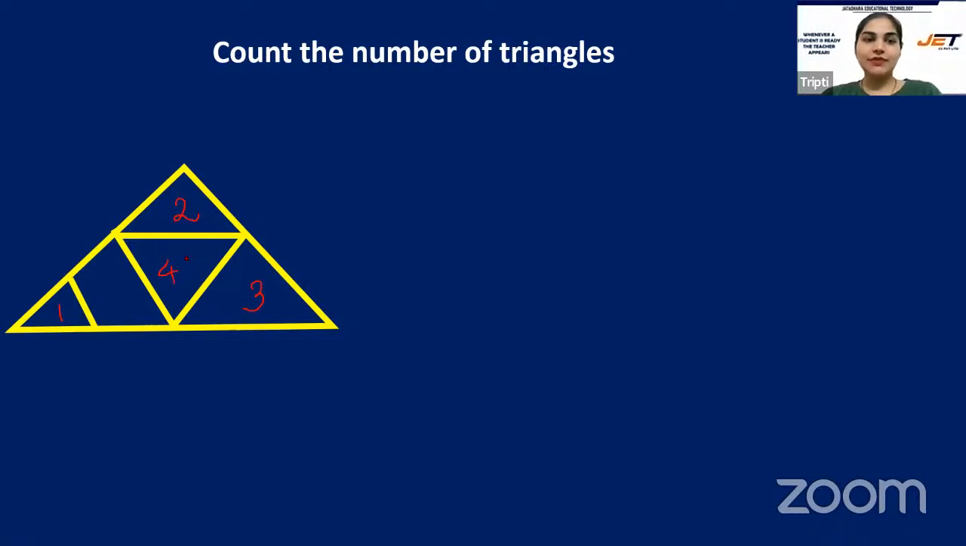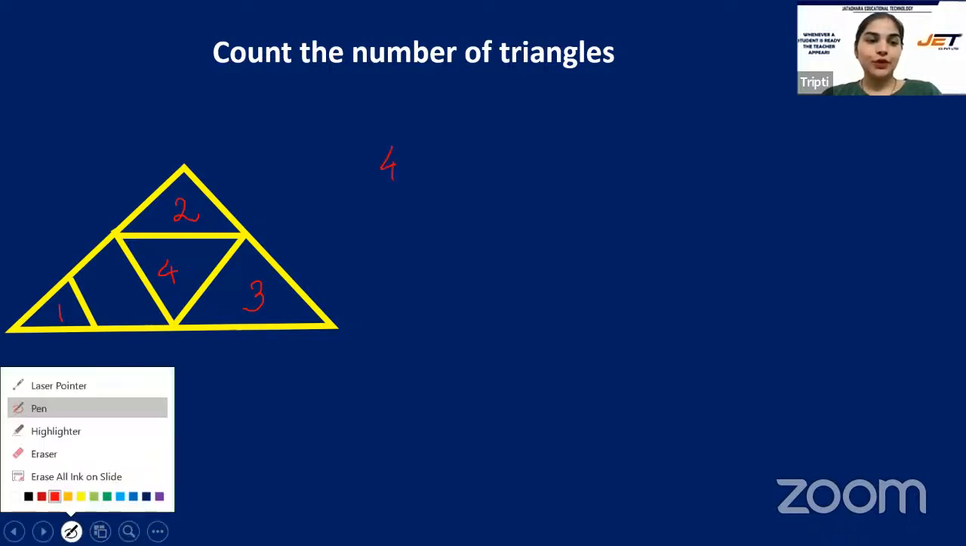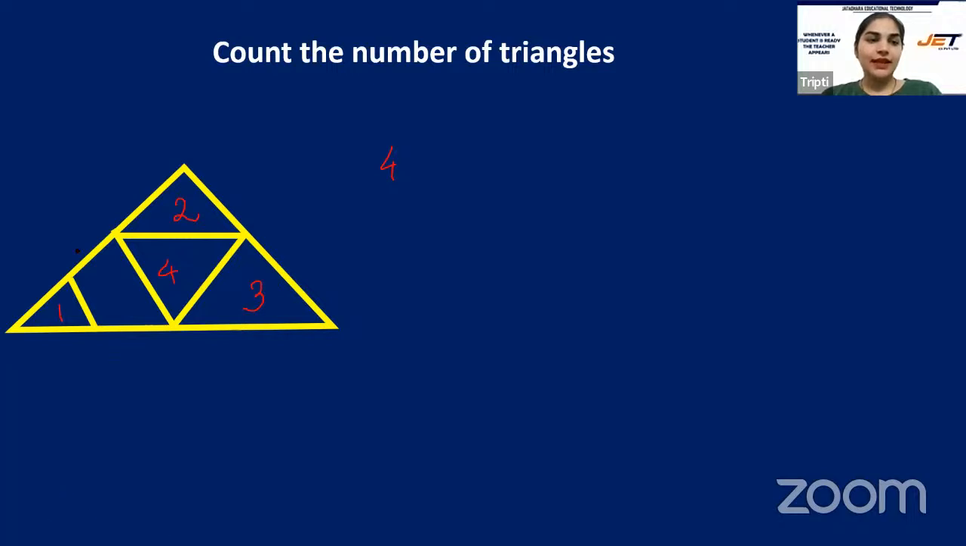Okay, I can see 1, 2, 3, 4. 4 already seen, which are the clearly visible ones. Then 5, the bigger one. The bigger one is 5. Okay, as of now, we found out 5 triangles. Then this one, the sixth one. This is the sixth one.